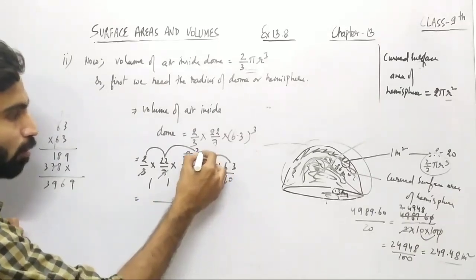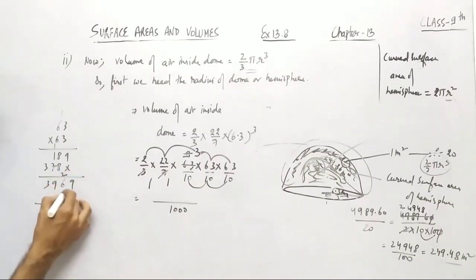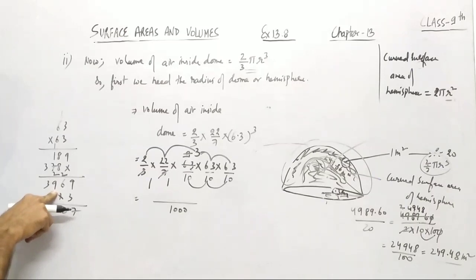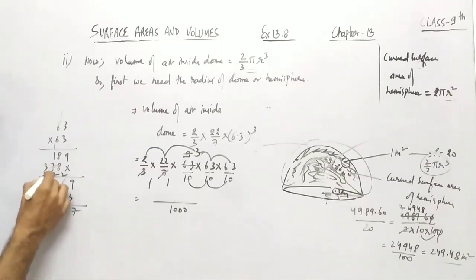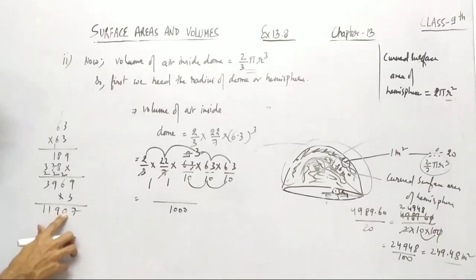Then 3969 into 3. Let me do that. So there will be 3 9 is 27, 2 carry, then 3 6 is 18. Then you can see 19, 20. So 2 carry, then 3 9 is 27. 27 plus 2, 29. So 2 carry, then 3 3 is 9 plus 2, 11, right? So there will be 11907, right?